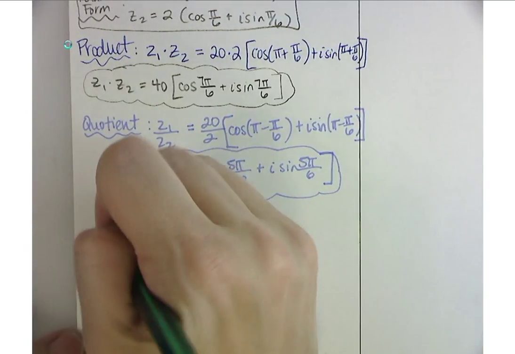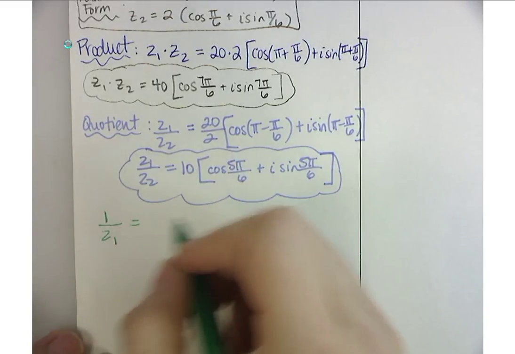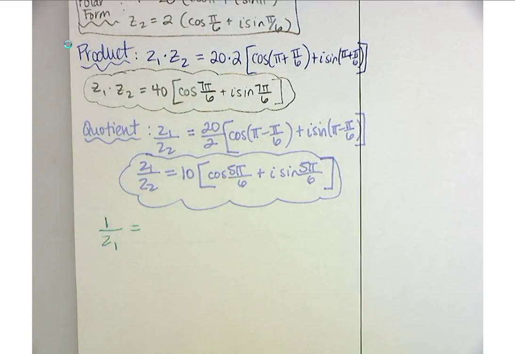Okay, and then the last one is 1 over z sub 1. I'm going to let you do the first step. Okay, so see if you can plug those in, and then I'll check in with you.